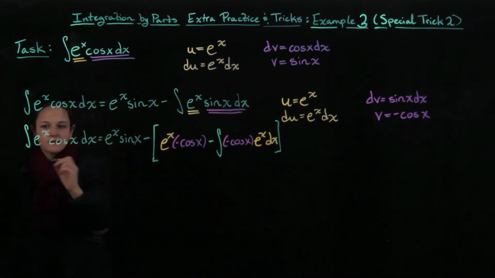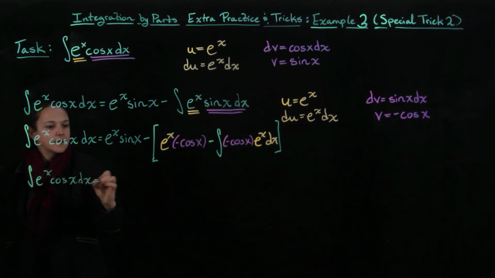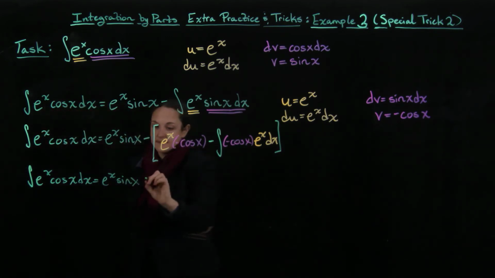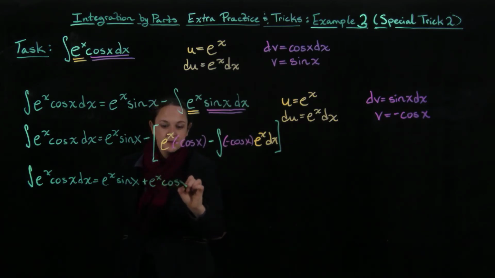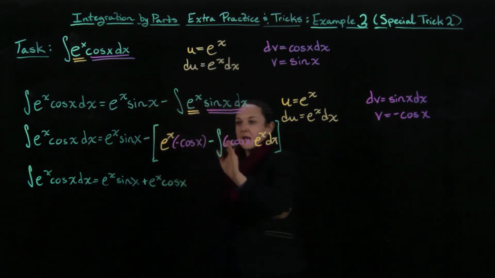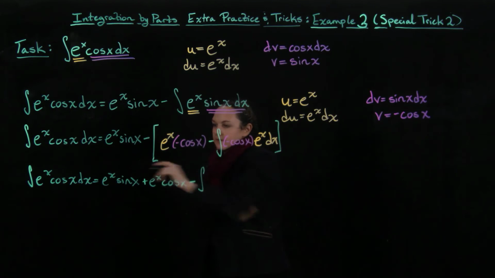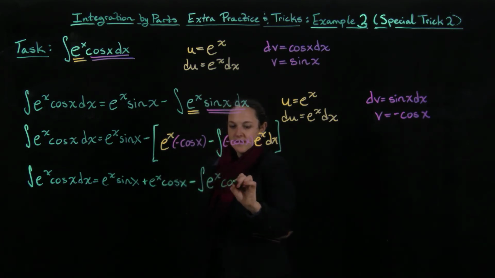So I have the integral of e to the x cosine of x dx equals e to the x sine of x. Now we're going to be very, very careful because there's a lot of minus signs, plus e to the x cosine of x. Okay, there's a minus, minus, minus. So that gives me a minus the integral of, and I'm just going to swap these so that they look in the same order as over there, minus e to the x cosine of x dx.